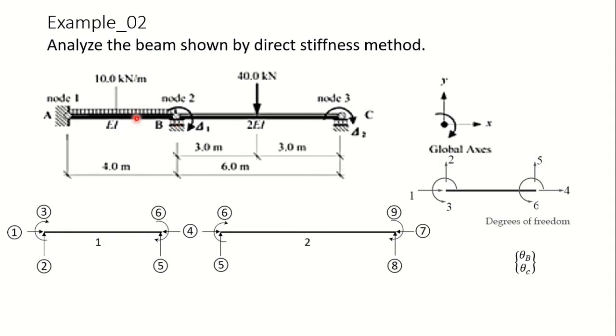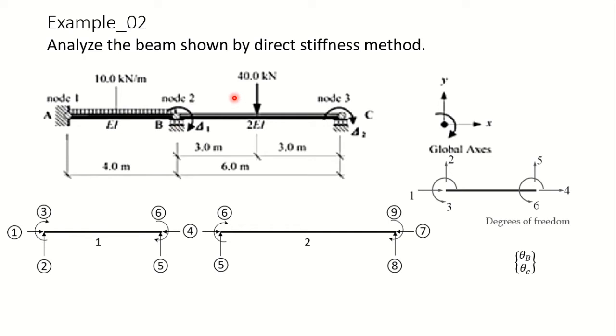The I values have been mentioned in this particular figure. For span AB it is EI, whereas for span BC it is 2EI. Okay, now we'll divide this beam into two members. Span AB will be taken as one member and span BC will be considered as another member.